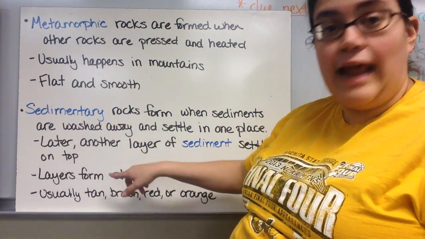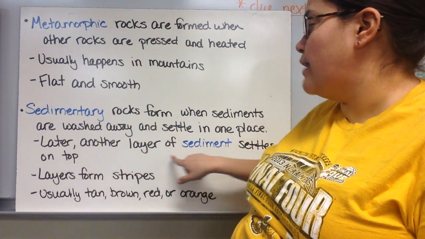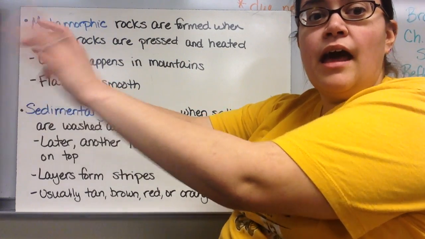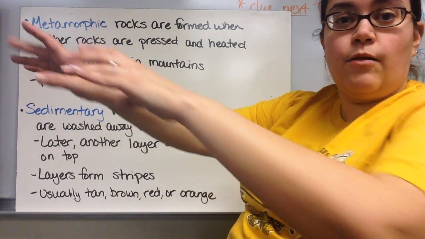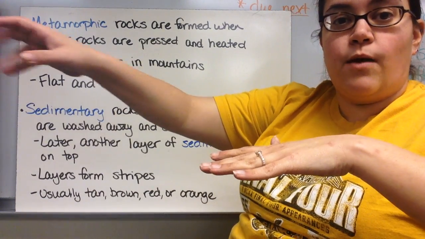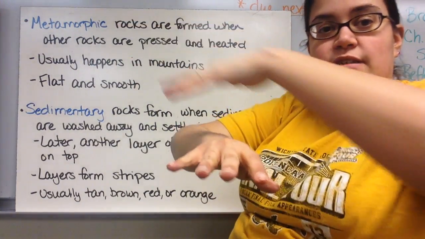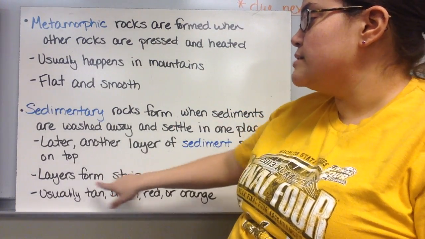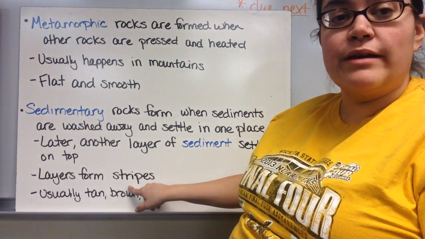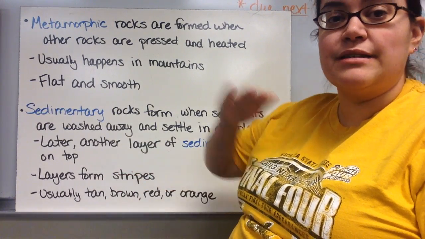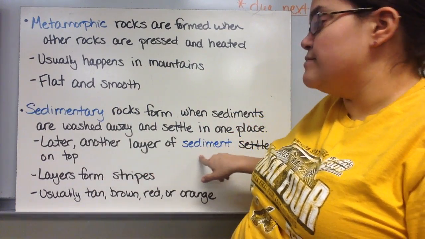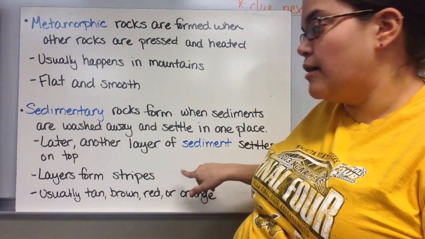Then it happens again. So later, another layer of sediment settles on top. So downstream, another rock will break up and it'll wash down and it'll land on top of the sediments before. And then another one washes down and lands on top of that. And then another one washes down and lands on top of that. So these rocks tend to have layers, and these layers form stripes. So a sedimentary rock is usually pretty easy to find because it will have horizontal stripes, and those are all the different layers of sediment that have settled to create that rock.